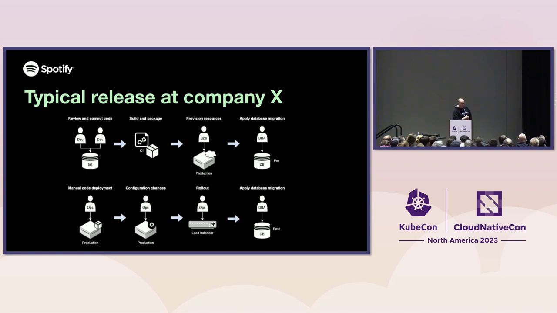If there are database schema changes, you might have a DBA that applies some migration scripts. The code is pushed into production with scripts or even manually with FTP. I wish I was joking about that. Someone out here feels like personally attacked right now. If there are configuration changes needed to the runtime environment, an ops person might apply them. Now we can start accepting traffic and do a rollout, which might be either manual or somewhat automated. And finally, the DBA might apply a post-release database script.